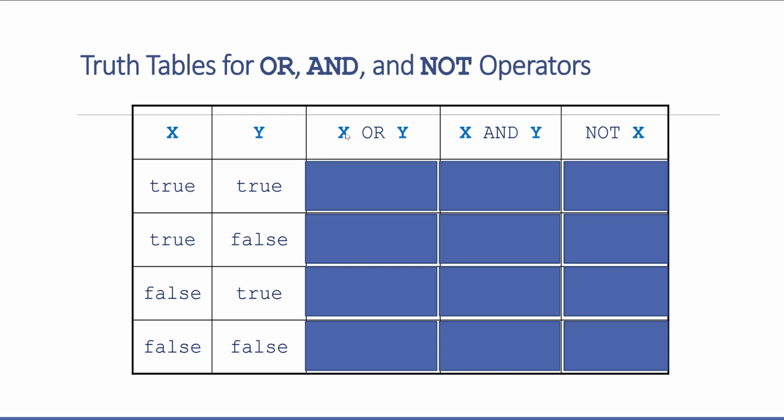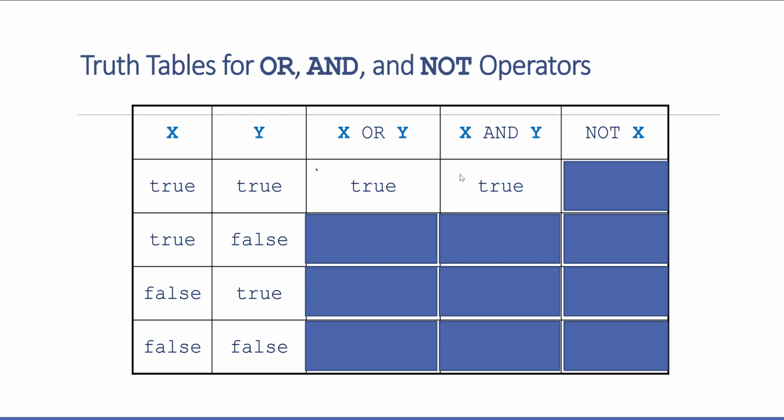Well, let's see. X is true or Y is true, so that's definitely going to be true. Now, this is kind of squirrely, but if you play this out loud in your head, it starts to make sense. X and Y both have to be true in order for this evaluation to render true, and they are both true. Okay, so not X. If X is true, the opposite of true is false, so this has to be false. Get it? Kind of, sort of?